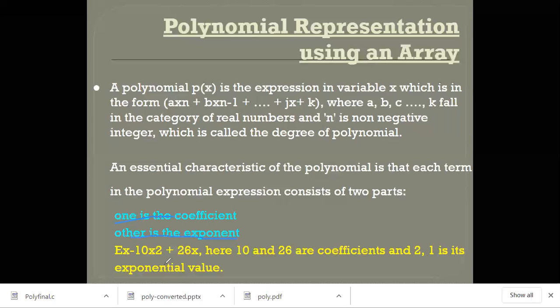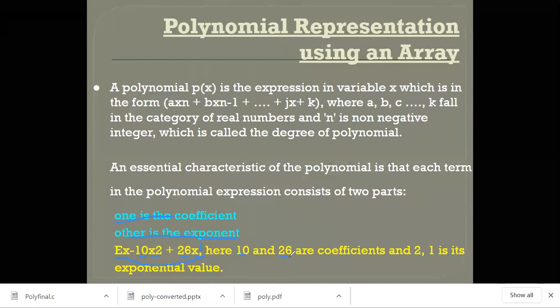So what exactly is the example here? Just concentrate on the example. For example, there is one equation we can say: the coefficient, meaning the constant value, is 10. x is a variable raised to the degree of the polynomial, that is 2, plus 26 is a coefficient, and x raised to, suppose no exponent is given, then we can say the exponent value will be 1 here. So likewise, we can represent it. Here 10 and 26 are the what?